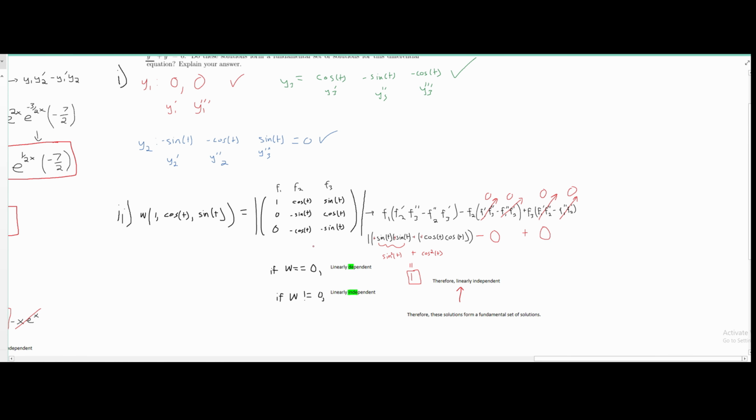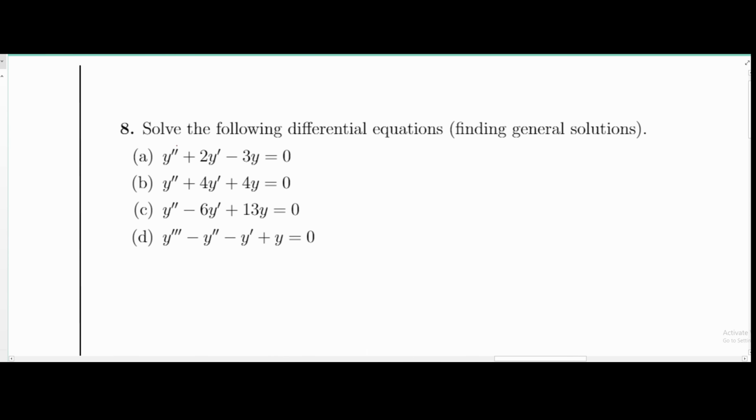Use the Wronskian. After using the Wronskian, we get the value 1. We check if it is linearly dependent or independent. Since it is linearly independent, that means we are guaranteed that these solutions form a fundamental set of solutions. Number 8 is asking us to solve the following differential equations and find the general solution.